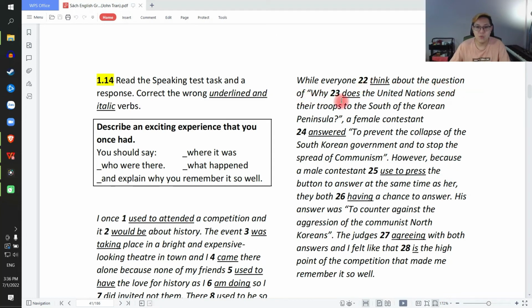About the question of why did the United Nations send their troops to the south of Korean peninsula, a female contestant answered, number 24 is correct, 24 đúng nè, to prevent the collapse of the South Korean government and to stop the spread of communism.